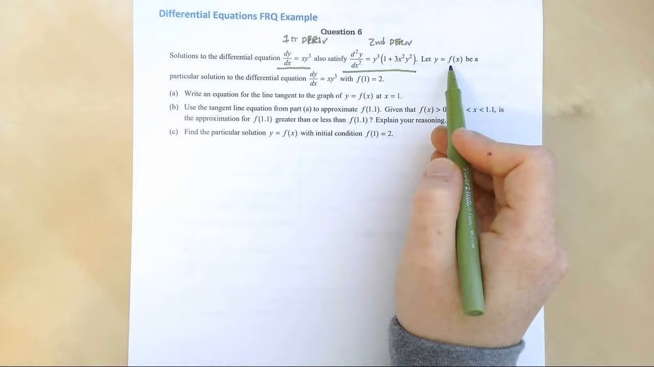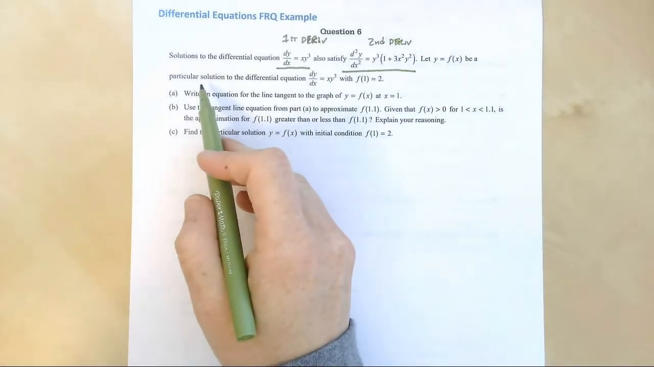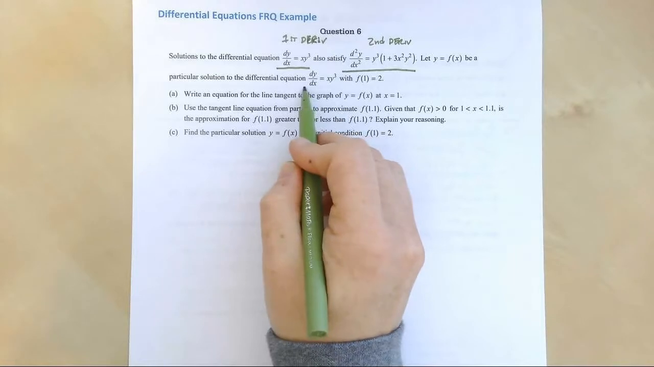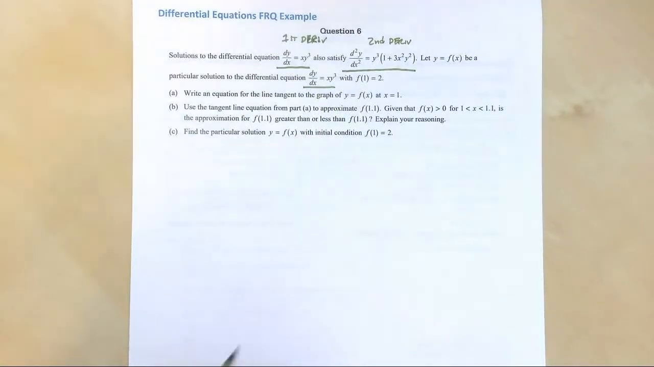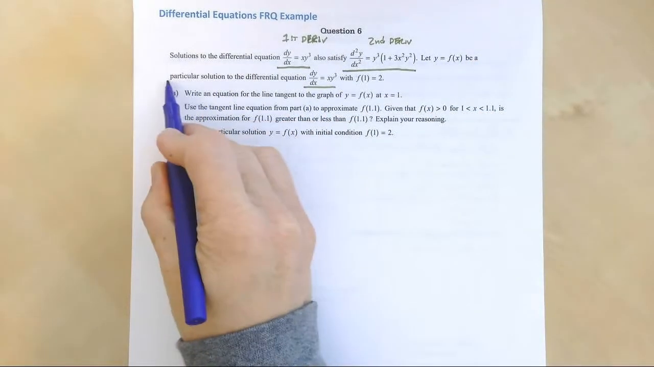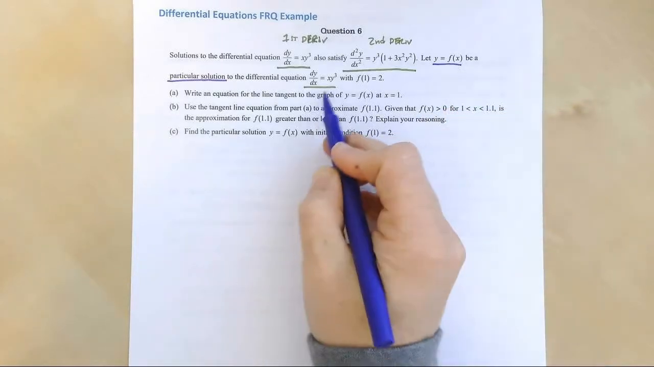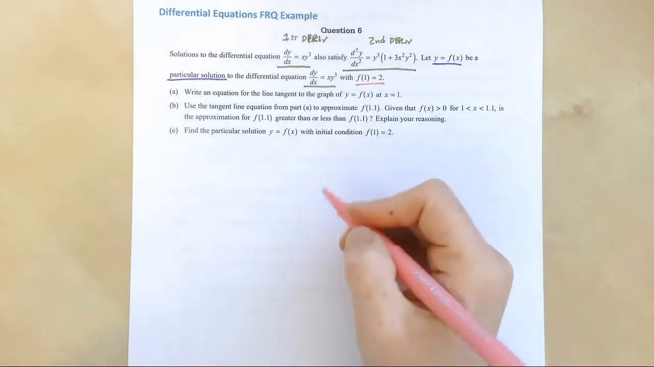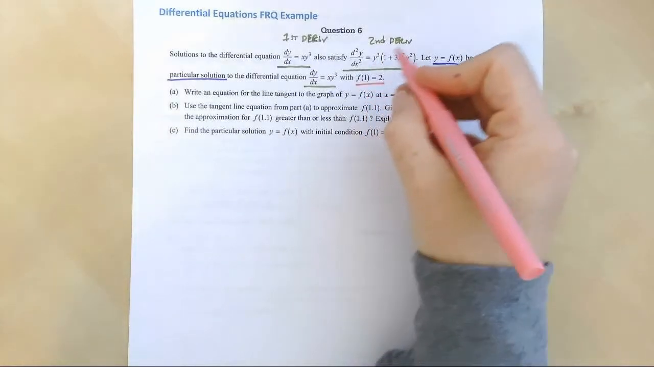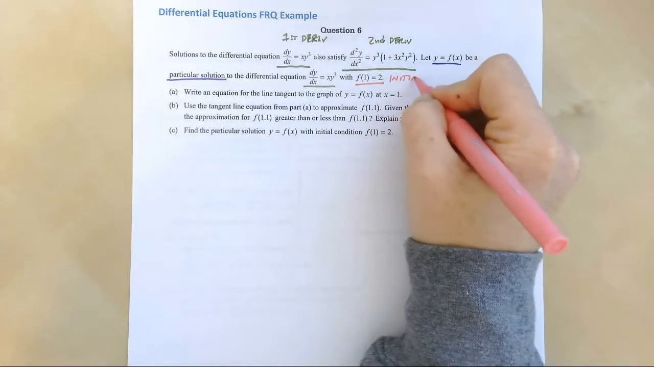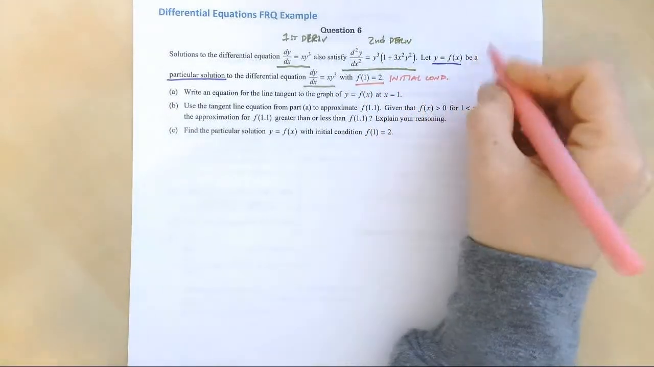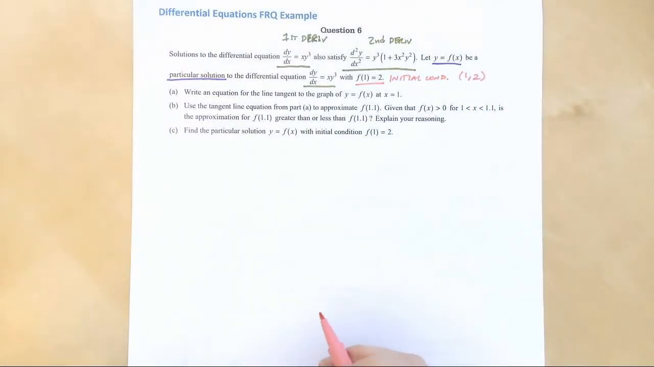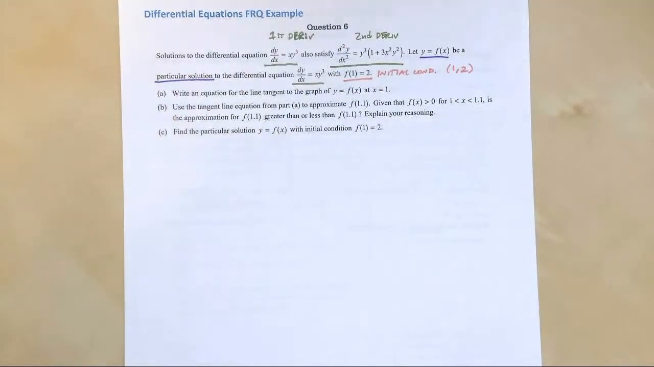Let y equals f of x be a particular solution, which is what we've been finding, to the differential equation, this one, dy dx equals xy cubed. So y equals f of x is that particular solution. And then you have that point given to you. They did not say initial condition, but this is your initial condition, and it's the point 1, 2. Okay, cool. Let's look at what they're asking for the first part now.